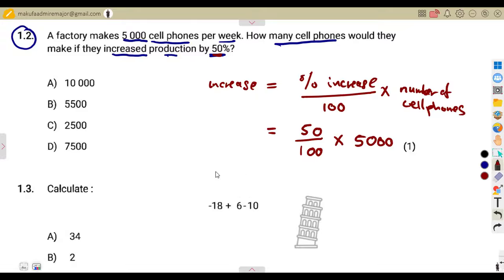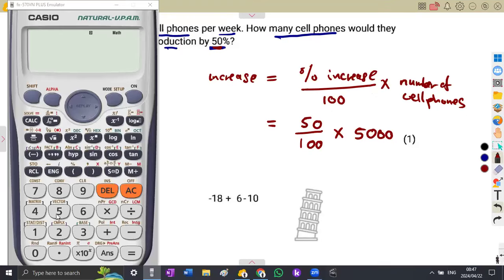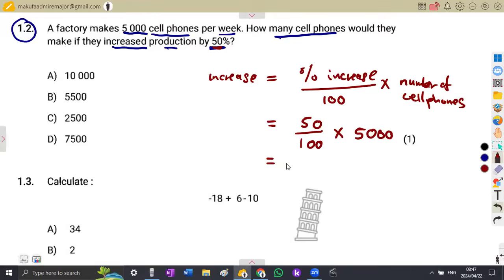This is it increased by. It increased by what? So that's 50 over 100. Remember, they said calculators are allowed. So times 5,000. That is 2,500. So meaning to say the increase is 2,500 rand. This is the increase. It increased by, but that is not our question.